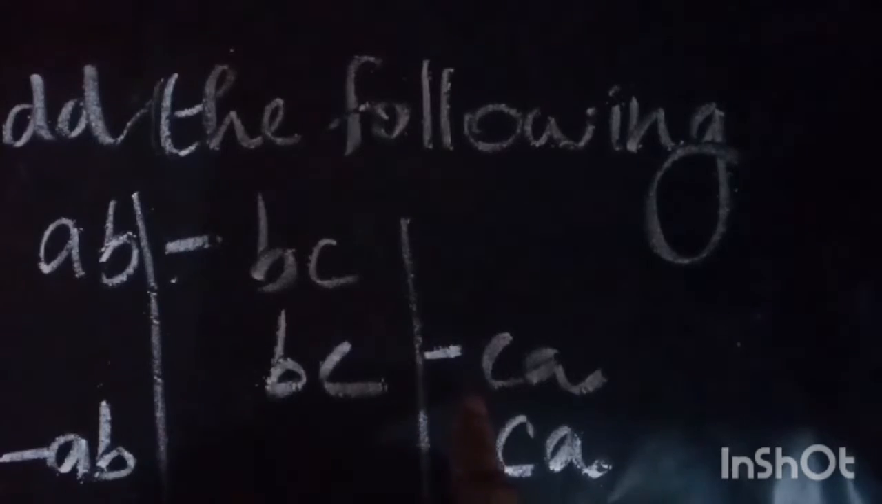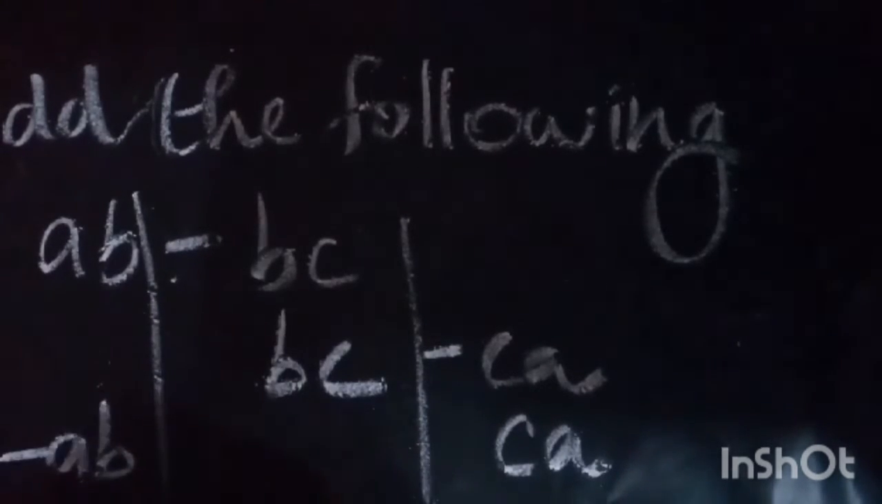Now add minus CA and plus CA, it is 0. Minus BC plus BC, 0. Minus AB plus AB, 0. We will get the answer as 0.